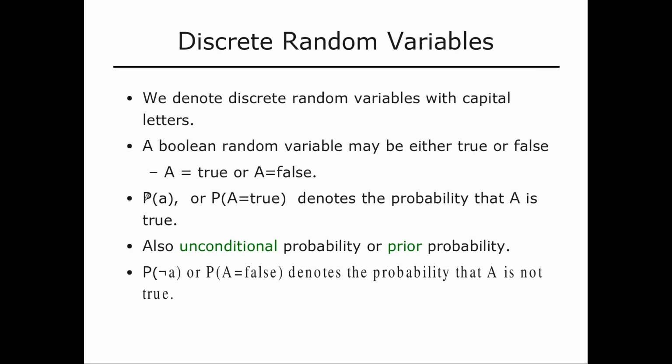So P is going to be our notation for the probability of some event, or the probability of something being true. And we'll use lowercase to represent particular assignments to our random variables. So in this case, P of A is the probability that this Boolean random variable A has the value true. Probabilities like this, that are just the probability of a particular event, are also going to be called unconditional probabilities or prior probabilities, and we'll see the alternative to that as we go.